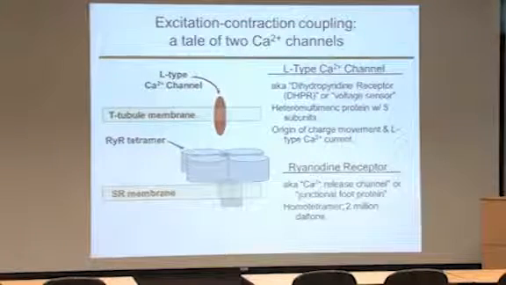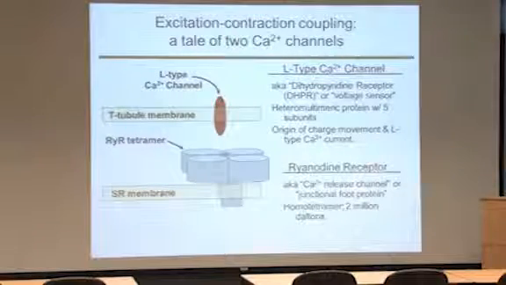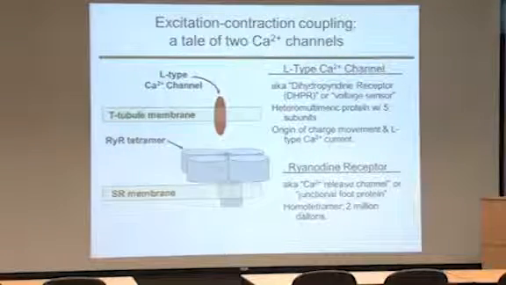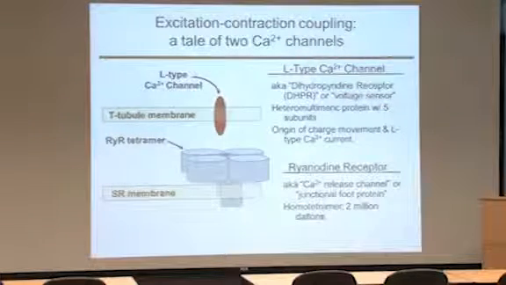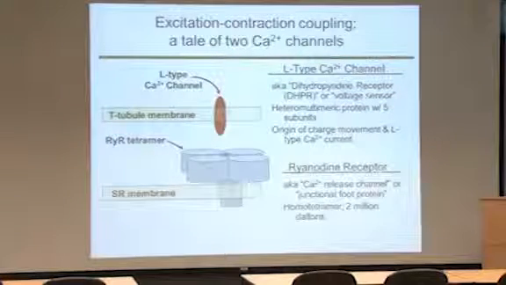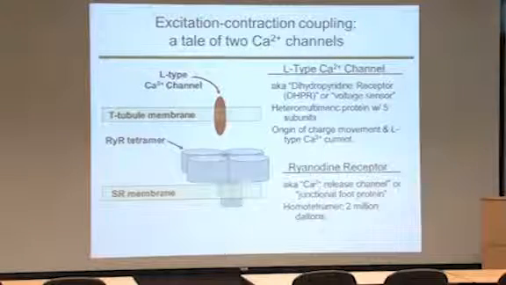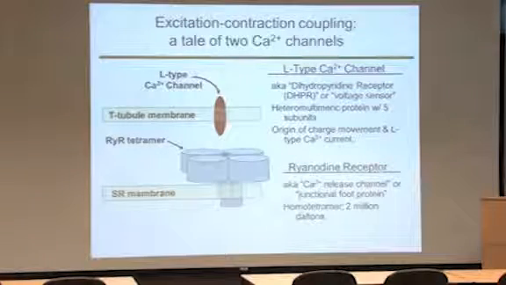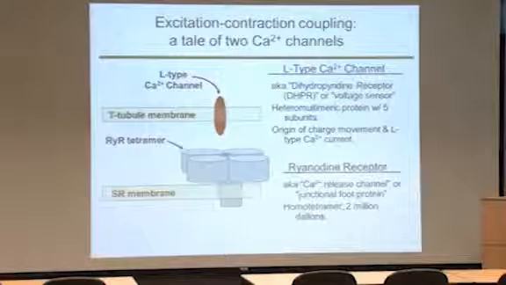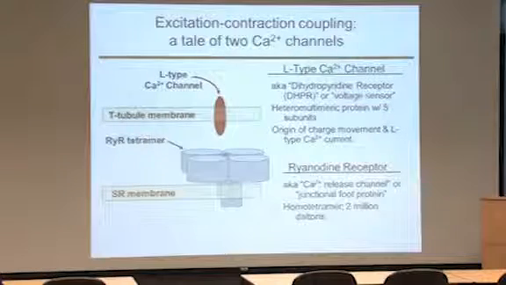So the L-type channel is also known as the dihydropyridine receptor, or sometimes called the voltage sensor, depending on which function you're studying. It's known as the dihydropyridine receptor because it binds a class of drugs known as dihydropyridines. These are clinically relevant as they're calcium channel blockers and used for regulation of blood pressure and to modify the strength of the heartbeat. It's a heteromultimeric protein. There are five different subunits, and it's the origin of what is known as the transverse tubular charge movement in skeletal muscle, and also the L-type calcium current.